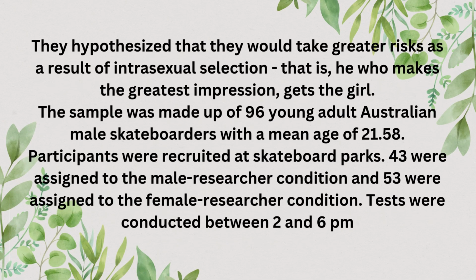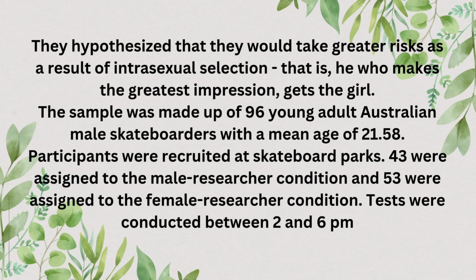Okay, going further, they hypothesized that they would take greater risks as a result of intrasexual selection. That is, he who makes the greatest impression gets the girl. The sample was made up of 96 young adult Australian male skateboarders with a mean age of 21.58. Participants were recruited at skateboard parks. 43 were assigned to the male researcher condition and 53 assigned to the female researcher condition.